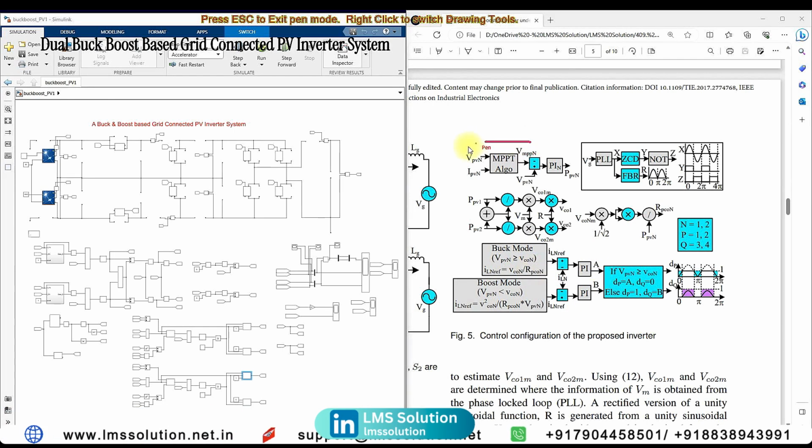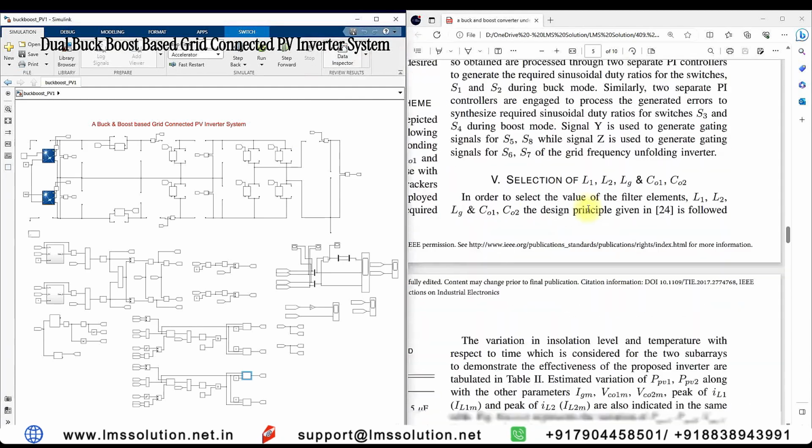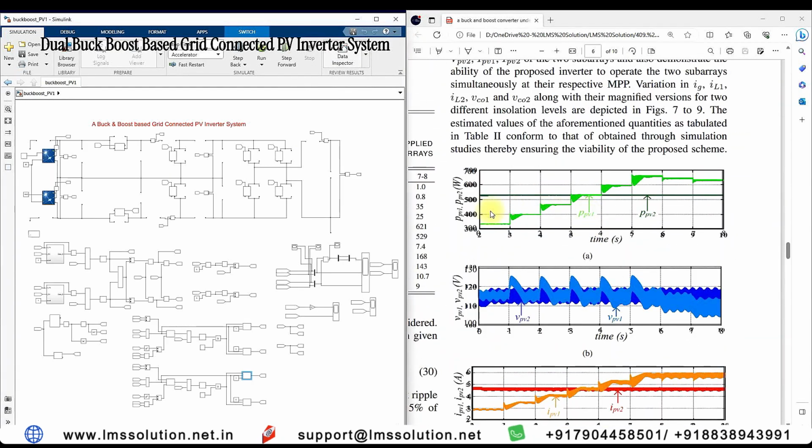This one, the MPPT system, will be used for controlling this dual buck boost converter, and this logic is used for controlling that inverter. And here they tested the model, and the PV2 irradiation is fixed at some level. Here I am going to fix the PV2 irradiation at 1000 watts per meter square, and then the PV1 irradiation will be changed by step varying condition, and then you have to check the results.